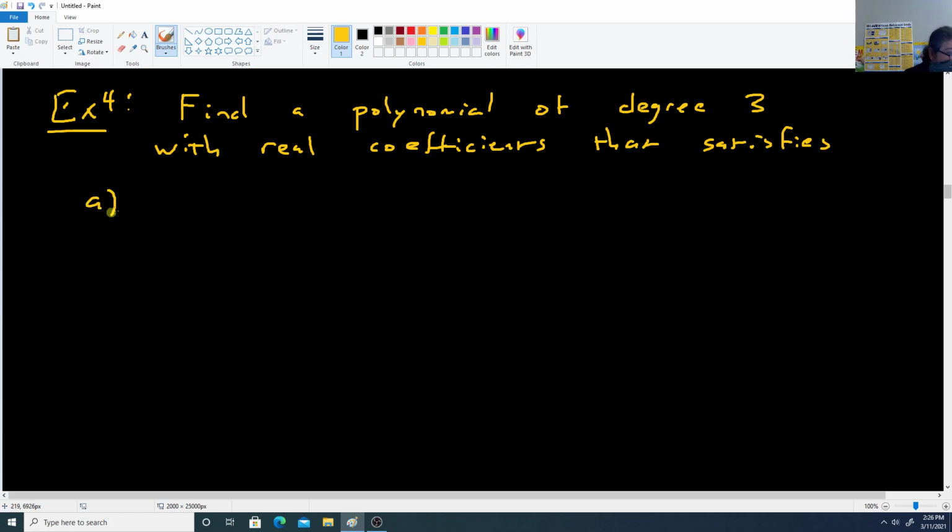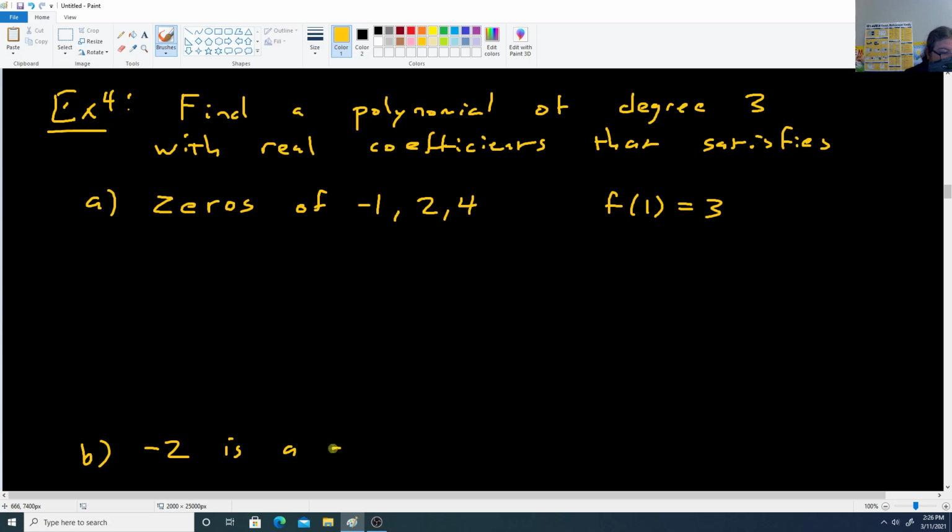the following things. Part A: we want one function of degree 3 with real coefficients that has zeros of -1, 2, and 4. And they also want the function evaluated at 1 to equal 3. So we'll give some space for that. And then part B wants -2 to be a 0 of multiplicity 3. And then they want f of -1 to equal 4.